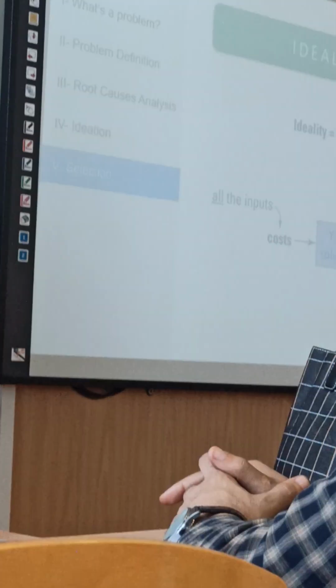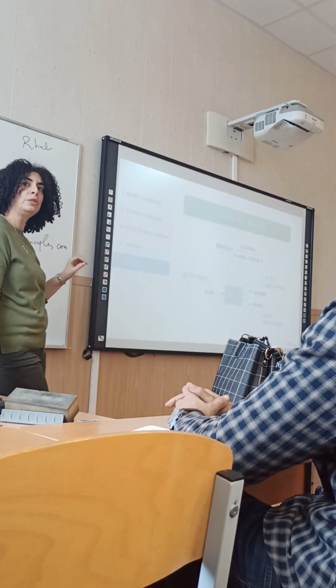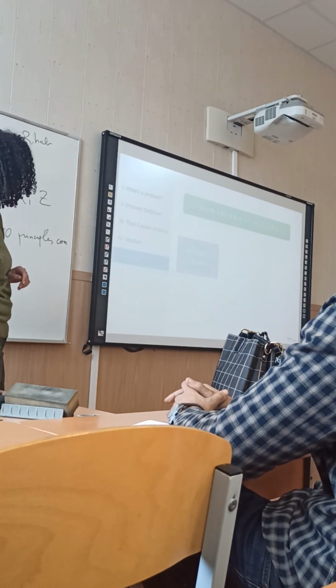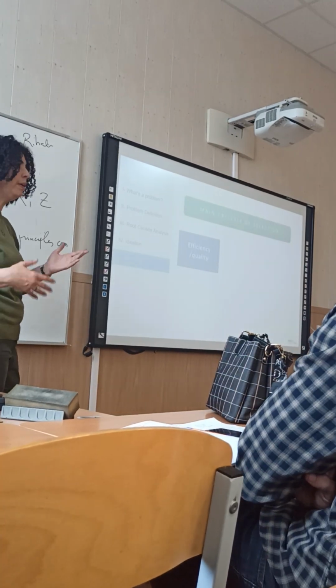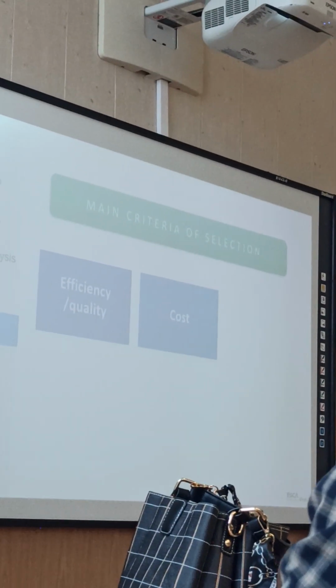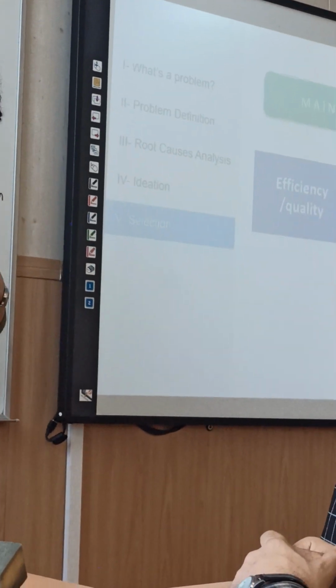But in other conditions, you can't measure the ideality ratio because you can't have precise information about benefits or costs and harms. Then you use criteria. And here are the main criteria we use for selection of solutions. We compare solutions on their efficiency, their quality. We also compare solutions based on their costs. Which one is more expensive? Which one is cheaper?